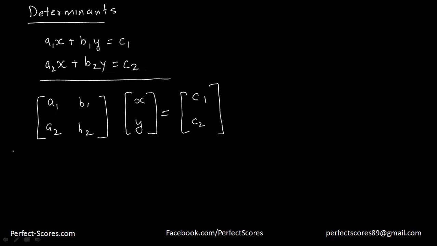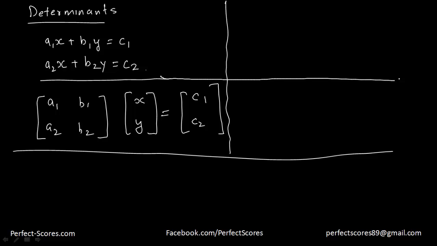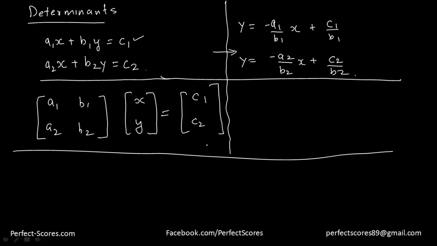If I explore this system of equations, I can write the first equation as y is equal to negative a1 over b1 x plus c1 over b1, and I can write the next equation as y is equal to negative a2 over b2 x plus c2 over b2. These are nothing but two lines. This system of equations represents two lines, and in how many different ways can the two lines intersect?